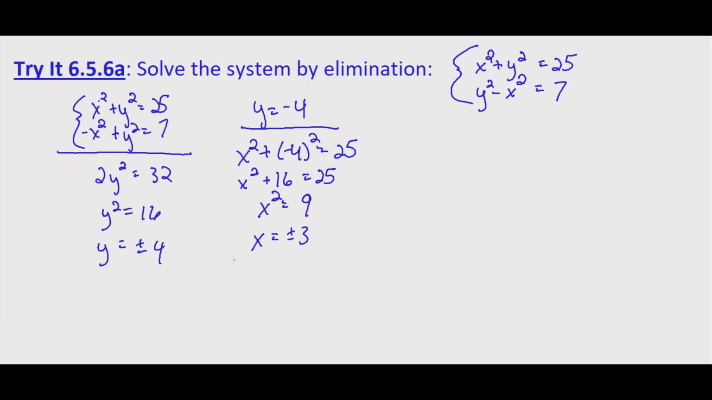So that's going to give us the points -3, -4, and 3, -4. When y equals -4, x is 3 or -3, so that gives us the points -3, -4, and 3, -4. Now what about when y equals 4?